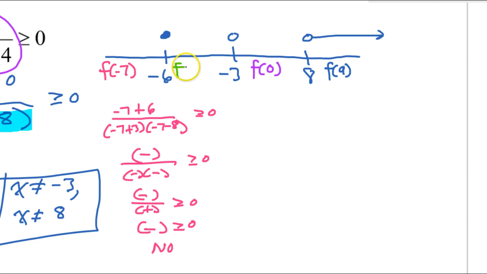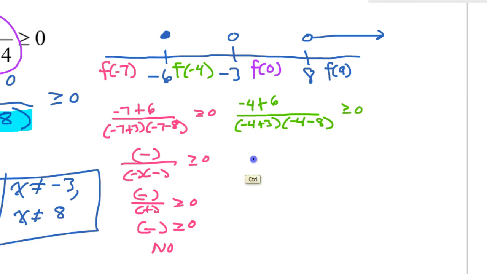I had made a mistake when I said -2 for this interval. -2 is not between -3 and -6. I should have been saying like -4 or -5. So let's go with that. So that's going to give me -4 plus 6 over -4 plus 3 times -4 minus 8. And we're asking if that is greater than or equal to 0.